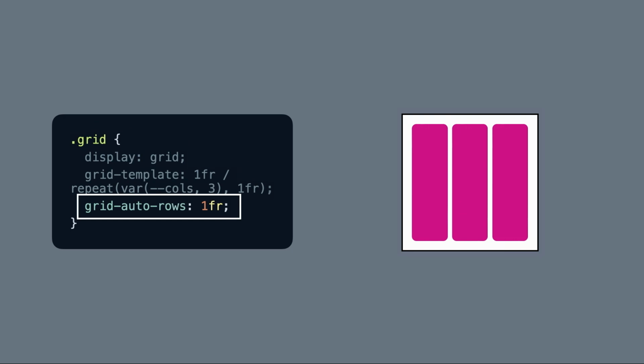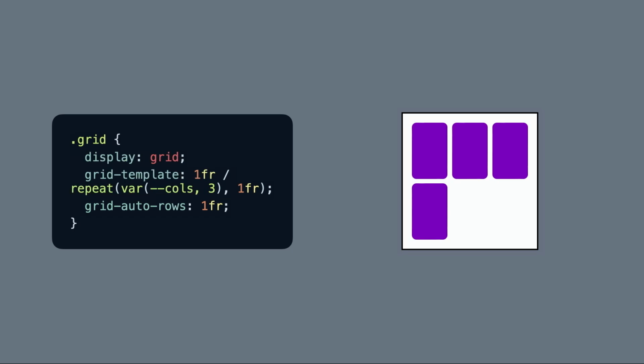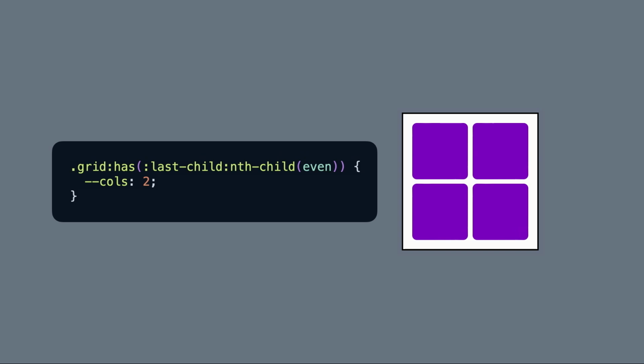And as our items flow into the grid, they're going to create new row tracks or implicit tracks. So let's make sure that any new rows take up an equal proportion of the available space by setting the grid-auto-rows property to 1fr. Now, as things stand, if we have 4 items in our grid, they'll create a new implicit track, but that last item is going to sit awkwardly on its own and just look kind of gross. So for any grid that has an even number of items, we can give it 2 columns instead of 3. So we're using what's known as a quantity query here within the has pseudo-class. We're saying if the last child has an even number as its index, then make this grid 2 columns.